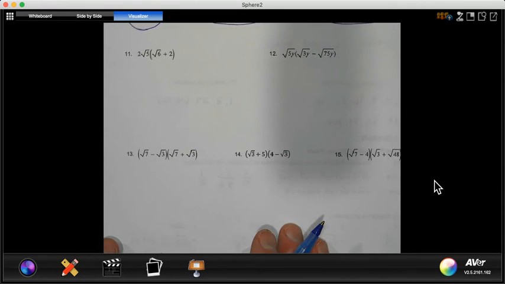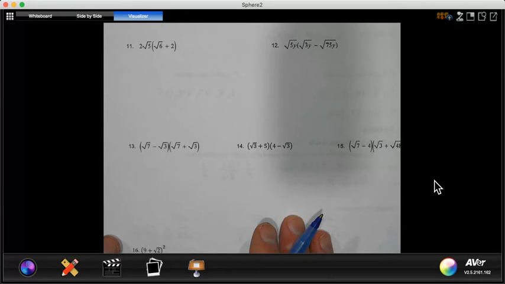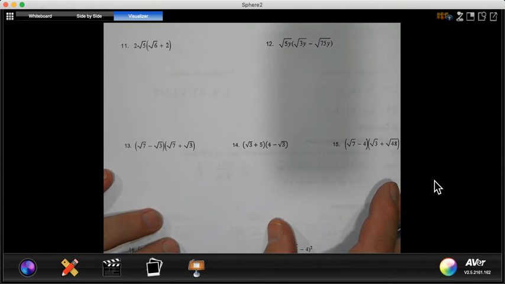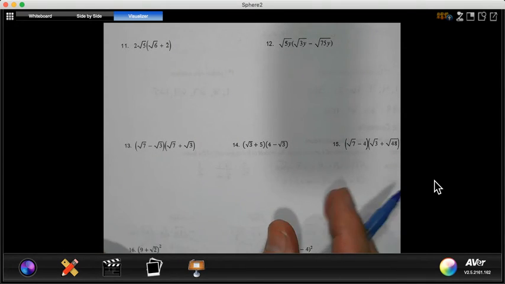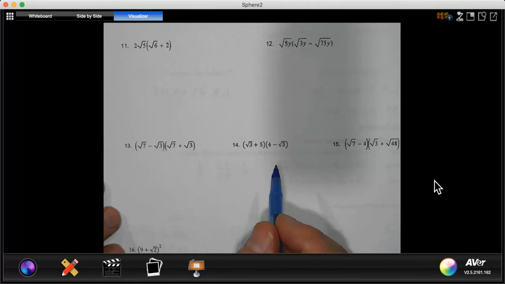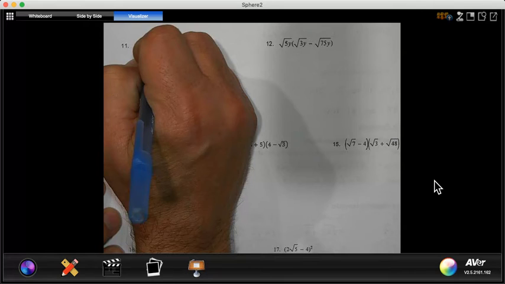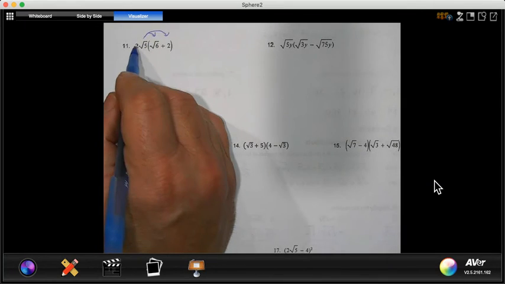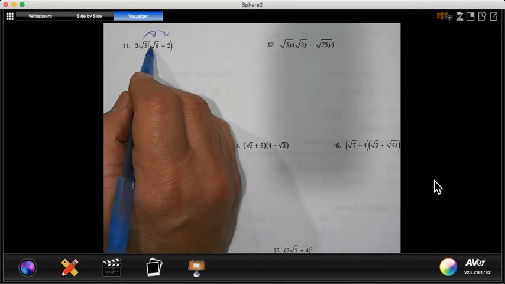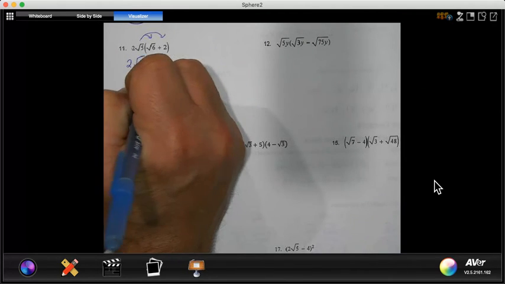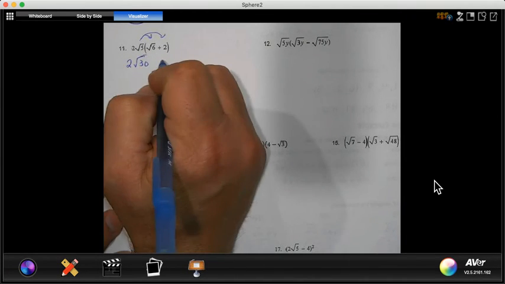Multiplying takes a little bit of patience. You have to be able to reduce. But in order to multiply, everything outside gets multiplied and everything under the root gets multiplied. Okay? So 2 root 5, this is called the distributive property. So 2 root 5 times root 6 is 2 root 30, because 5 times 6 is 30.